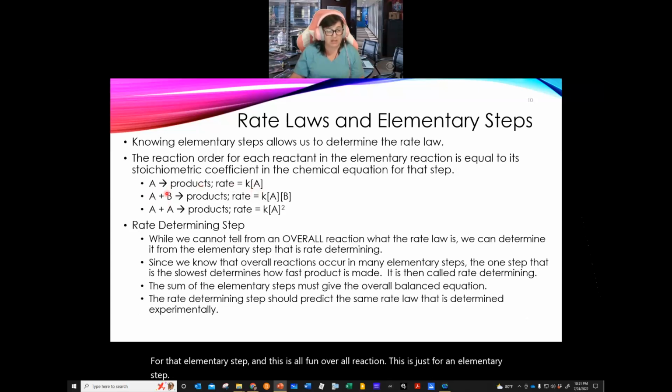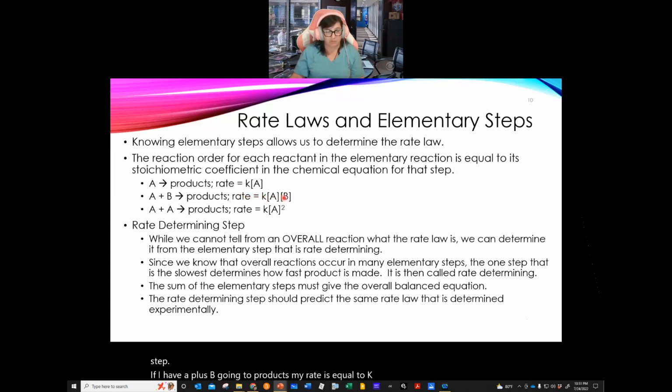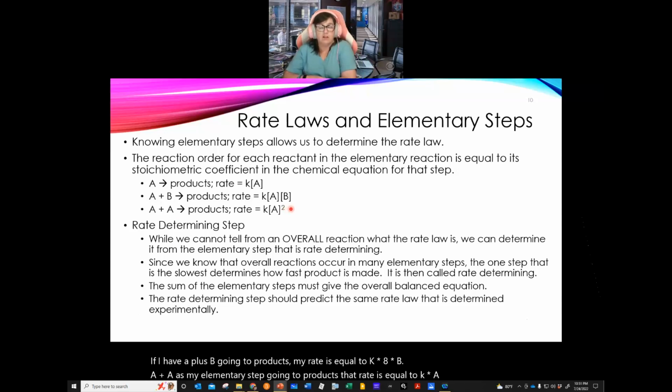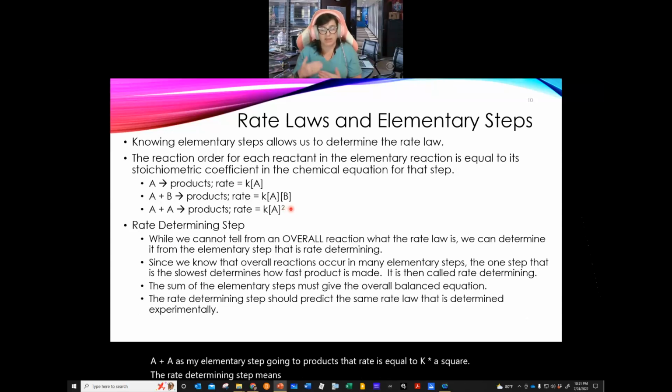If I have A plus B going to products, my rate is equal to k times [A] times [B]. If I have A plus A as my elementary step going to products, that rate is equal to k times [A] squared. The rate determining step means that we have one particular step that's a lot slower than the rest of them.